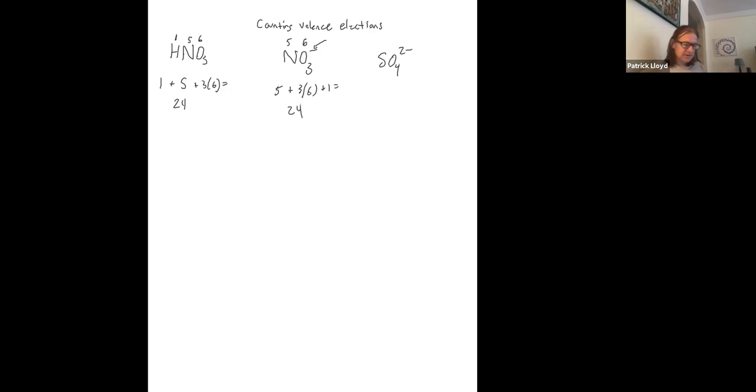Okay. This is in group 6A, so it has 6. This is in group 6A, so it has 6. So 6 for the sulfur, 4 times 6 for the 4 oxygens, and an extra 2. Don't subtract 2, add 2. It's 2 extra electrons. So that's what, 32?